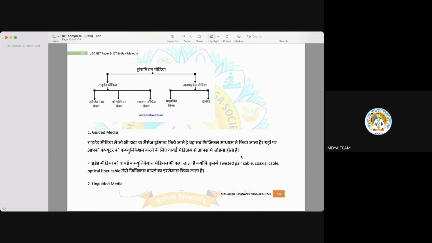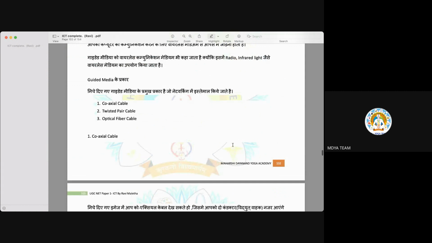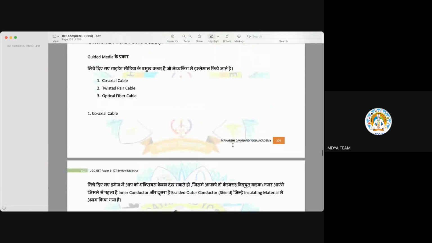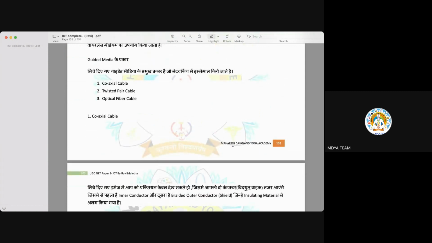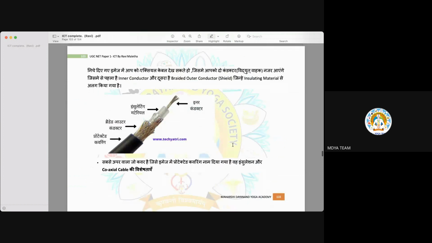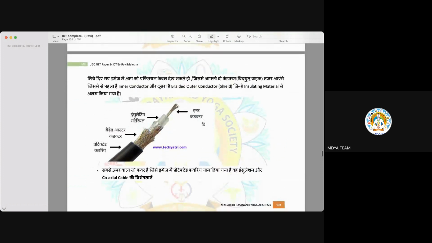It is written in Hindi, I think. Here it is written coaxial, twisted pair, and optical fiber cable. So coaxial cables are like this. Coaxial means they are having a center or focus point, and all the cabling or wire network will be around it. A single cable is round in shape.